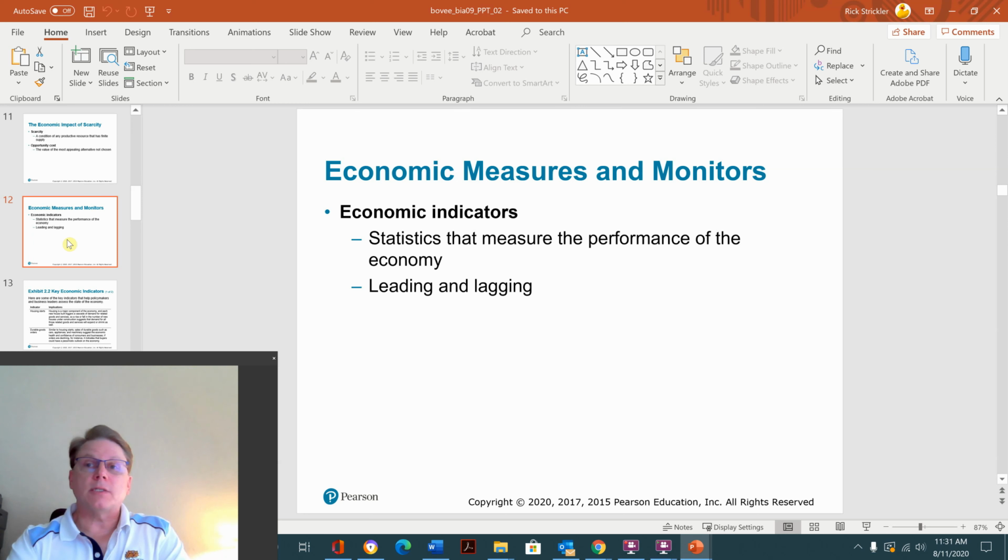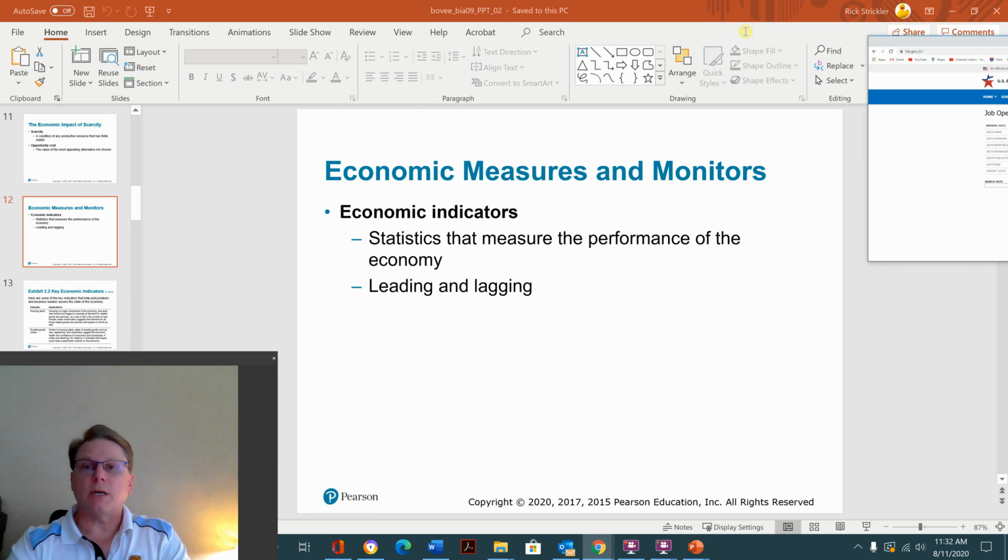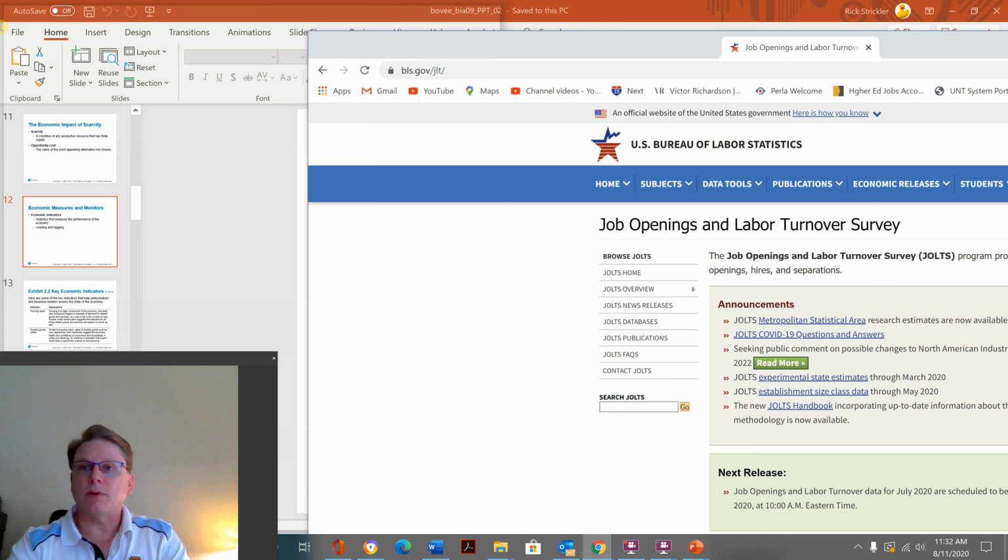Economic indicators, statistics that measure the performance of the economy, and leading and lagging. So one of those economic activities, I want to get to this before my time runs out, which I don't have a whole lot more time left. Seems like these times go very quickly.